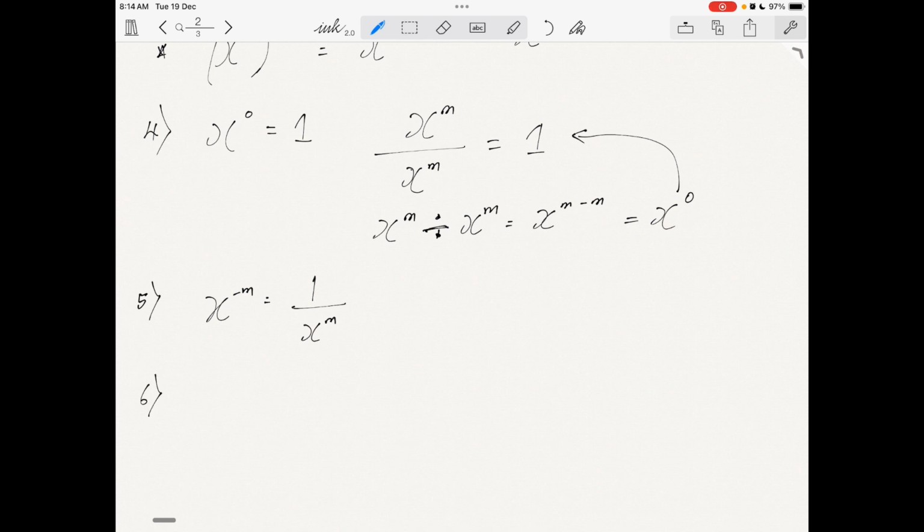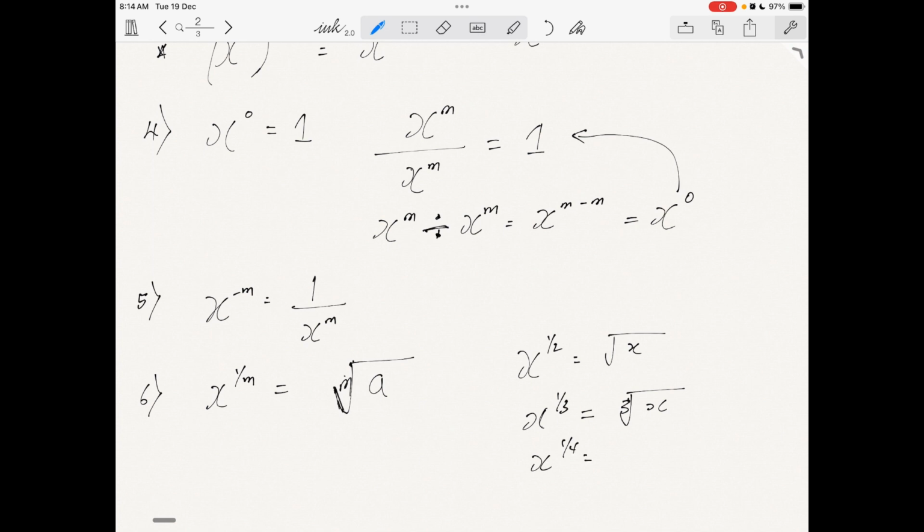Number 6, x raised to the power 1 over m is equal to the mth root of a. So we can say that x raised to the power half will be equal to the square root of x, x raised to the power 1 over 3 will be the cube root of x, x raised to the power 1 over 4 will give me the fourth root of x, and so on.